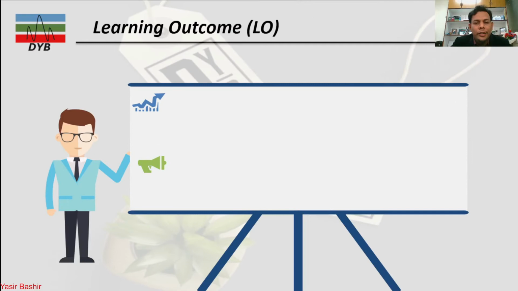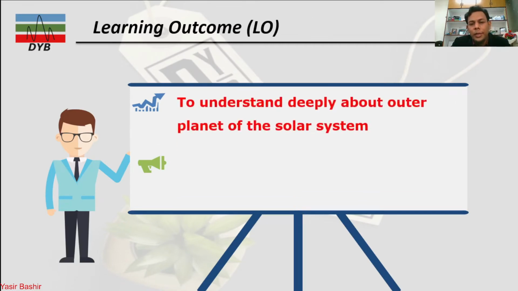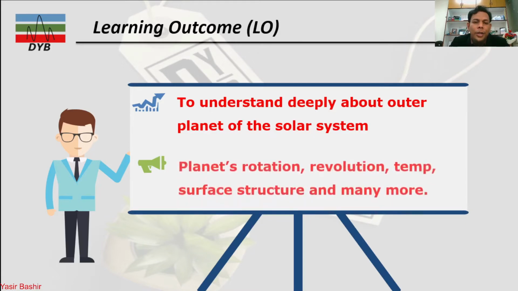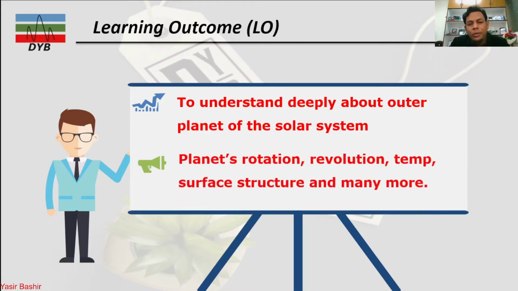Before starting the lecture, there are some learning outcomes. The first learning outcome of this lecture is to understand deeply the outer planets of the solar system. And the second learning outcome is to know about the planet's rotation, revolution, temperature, surface structure, and also many more things about each and every planet.